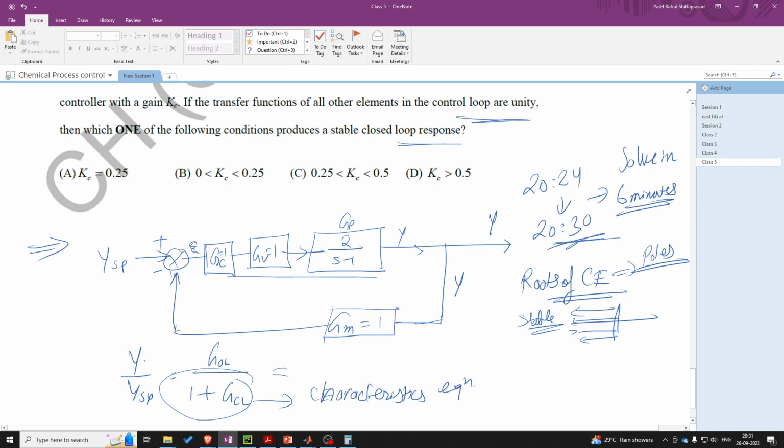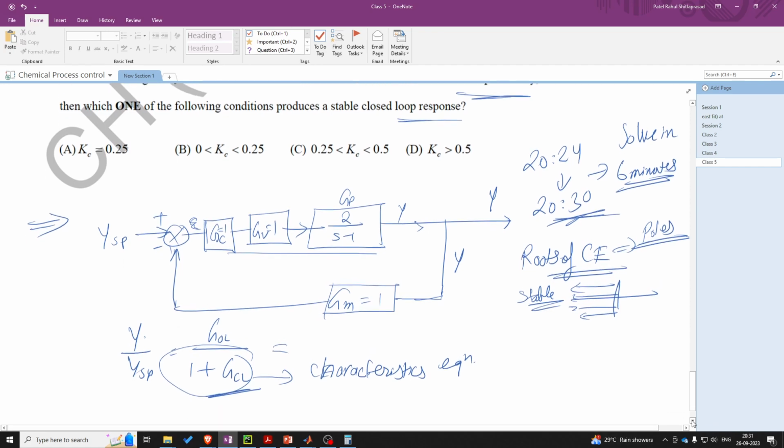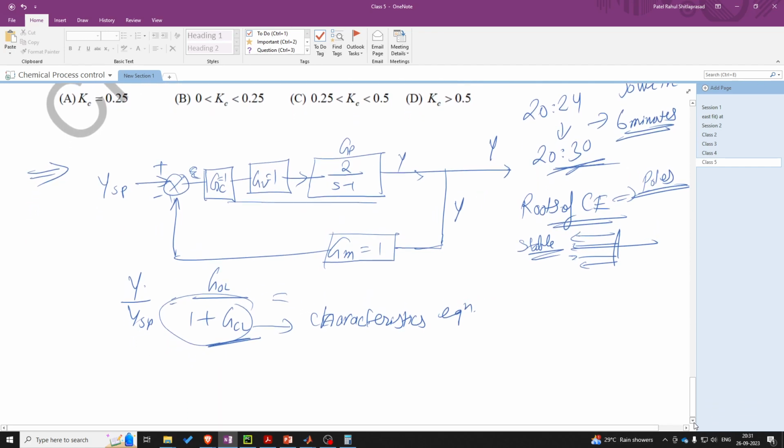Characteristic equation, and we need to find the roots of the denominator. So we will simply find the roots of the denominator, that is basically the poles of the system. So it will become 1 plus the product of all the GC, GV and GM is 1, and then we are having 2 into S minus 1.